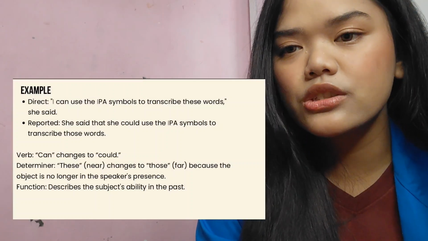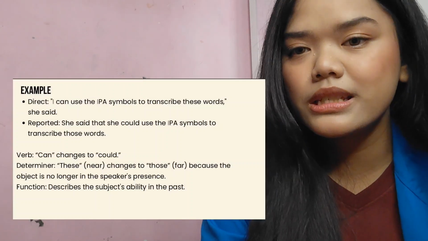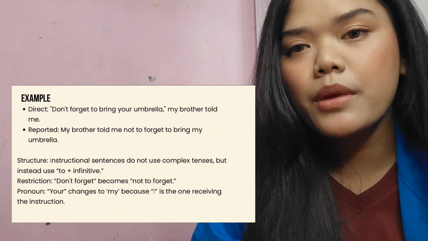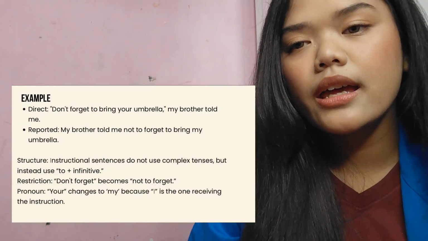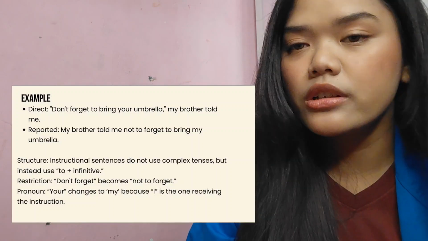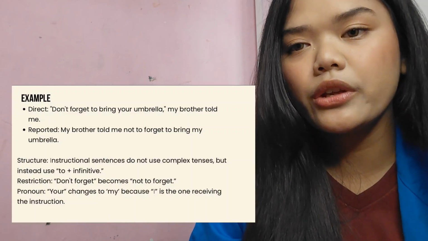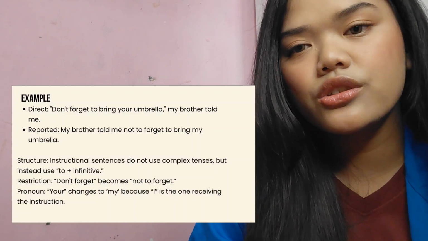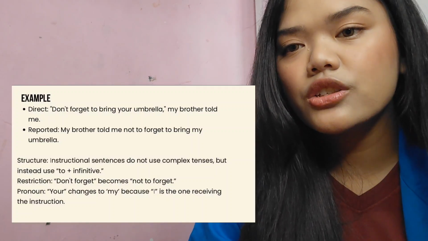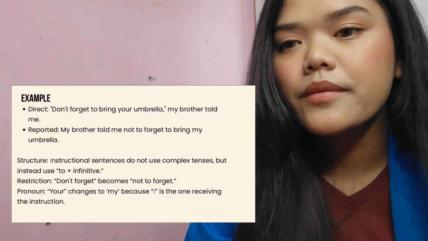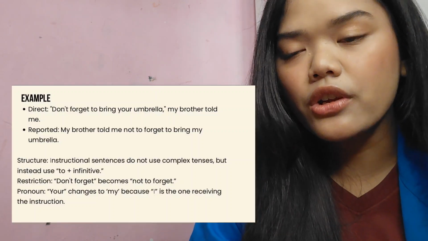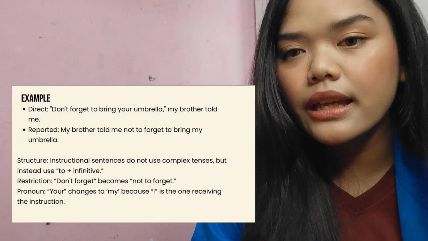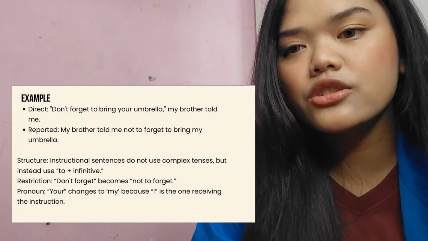And function, describe the subject's ability in the past. Next is "Don't forget to bring your umbrella," my brother told me. Change, reported: my brother told me not to forget to bring my umbrella. Structure: instructional sentence, do not use complex tense but instead use to plus infinitive. "Don't forget" becomes "not to forget," and "your" changes to "my" because I is the one receiving the instruction.